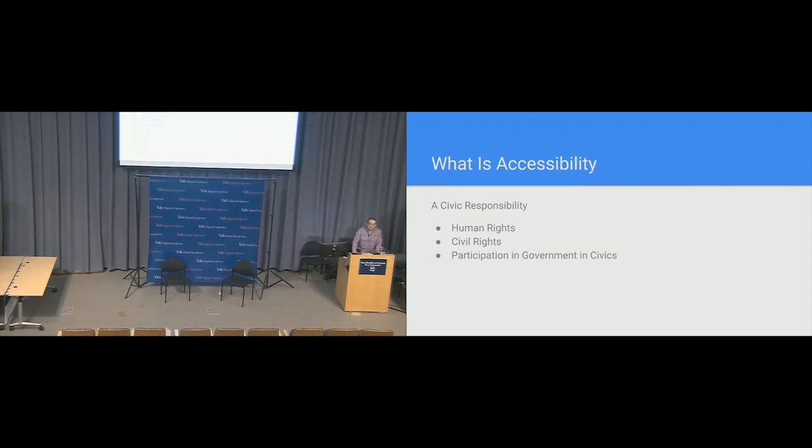Examples like going to vote, getting information about various legislation, getting information about what's happening in your community. If those websites aren't accessible, then people with disabilities can't use those things. Participation in business and commerce. If Amazon isn't accessible, then people with disabilities can't buy things.